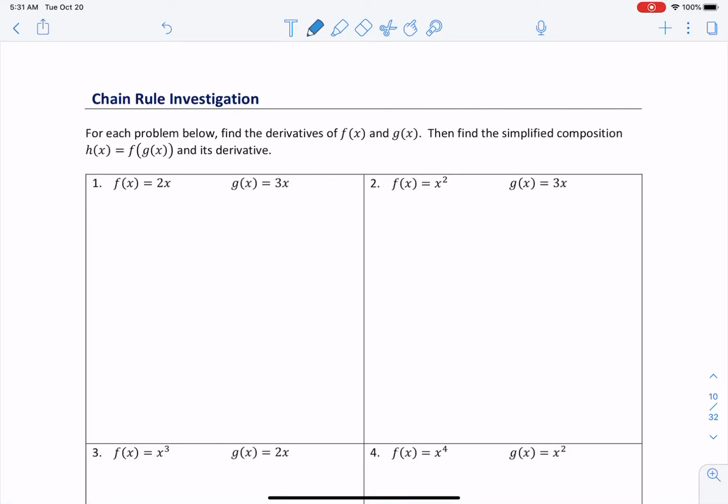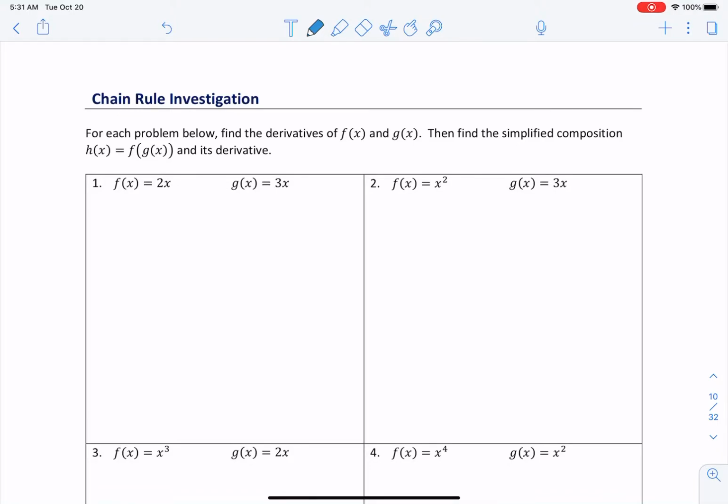All right, hopefully you have yourself a copy of the chain rule investigation. For each problem below, find the derivatives of f of x and g of x. Then find the simplified composition of h of x, this new function, which is going to be the composition of these two, f composed with g of x, and find its derivative. Okay, so let me demonstrate what we're going to do, and then I'm going to let you go on the other ones to do these on your own.